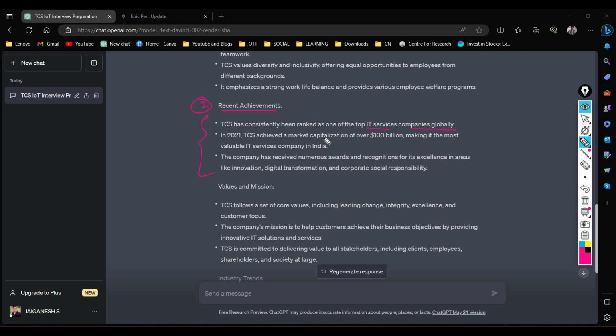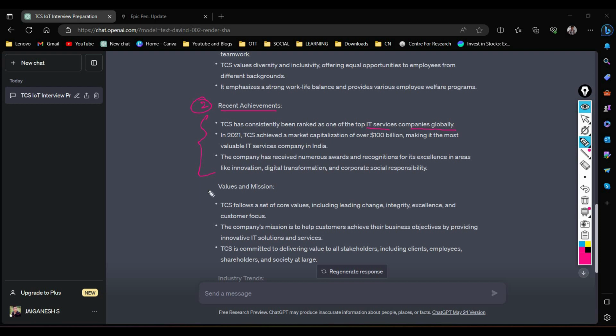If your answer is like this, your interviewer will understand that you have done enough research about the company and you are eager to work for TCS, and you have already achieved the standards of TCS. So this will minimize the chances of saying no to your candidature.